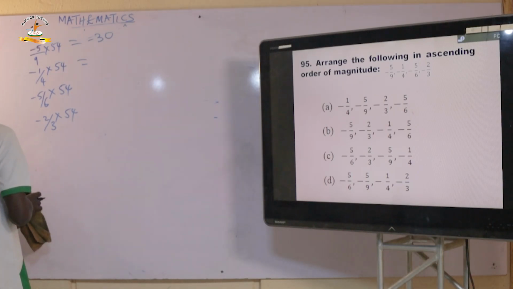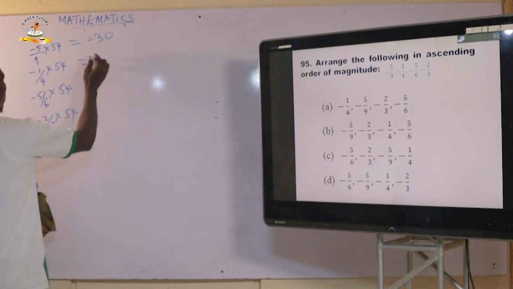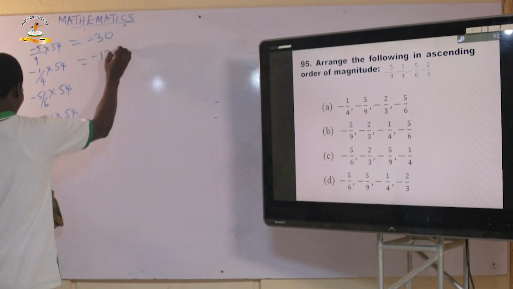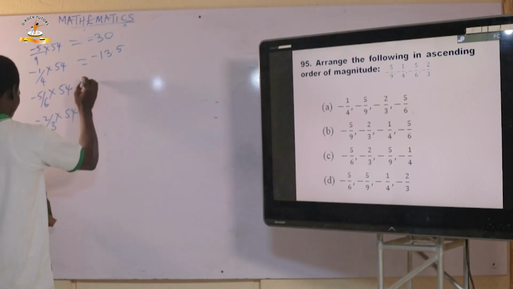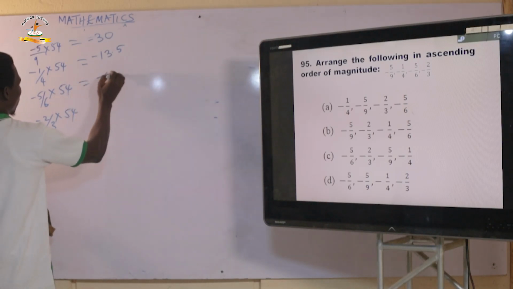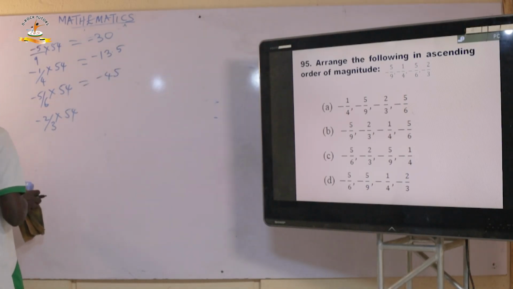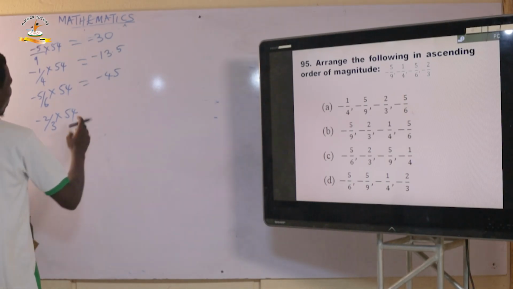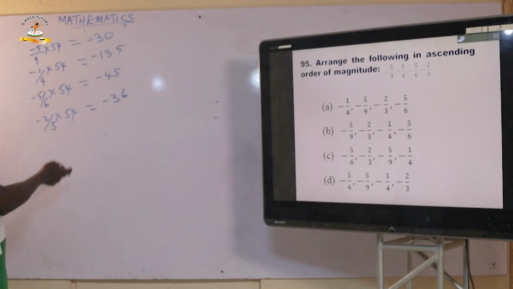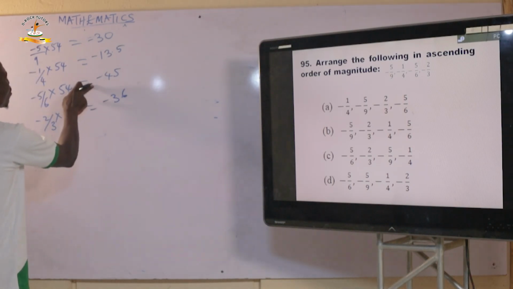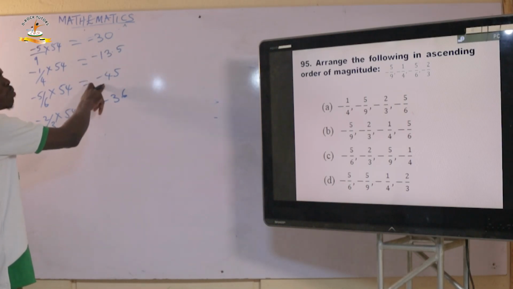Here it is just 13.5 multiplied by 1, which is minus 13.5. And this one, 54 divided by 6, and this is minus 9 times 5, that's minus 45. And here you have 54 divided by 3, times 2, and this is minus 36. And you can see at a glance, they are negative numbers. So the one with the maximum magnitude is this one, which is going to be the lowest.